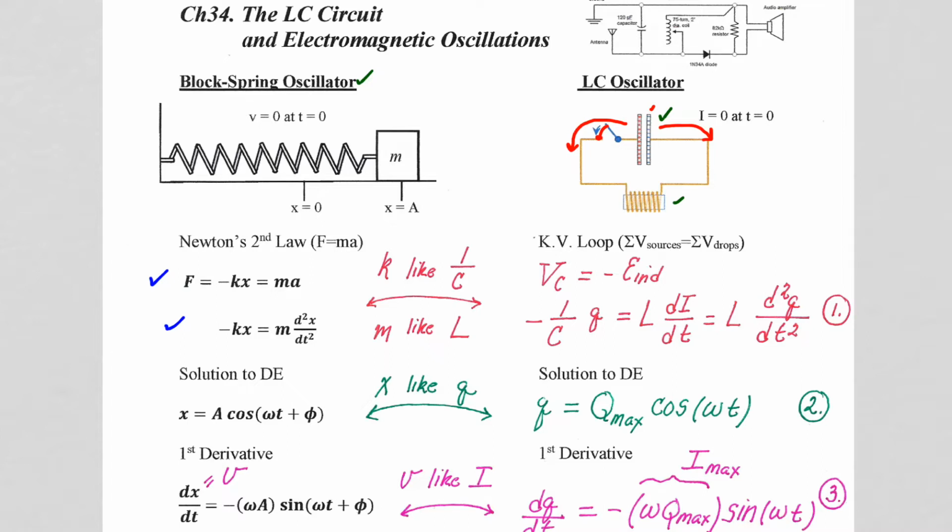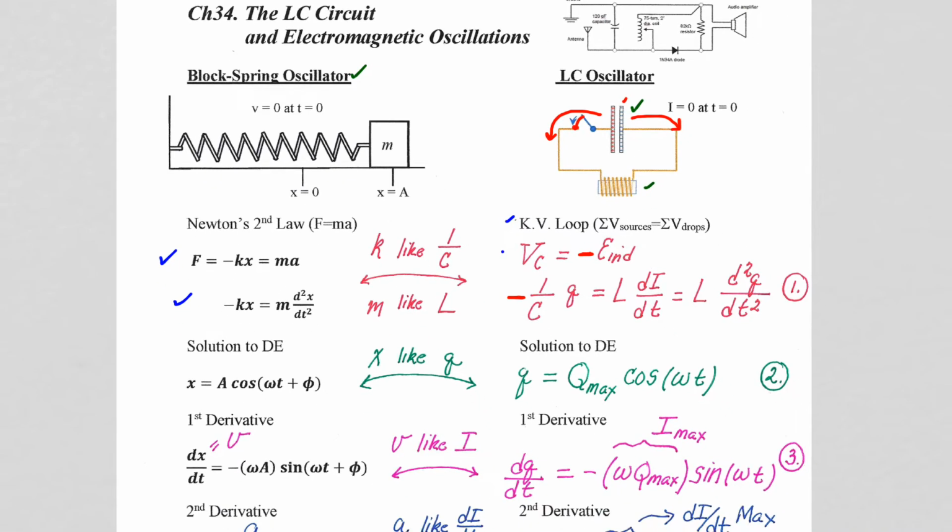Well, if we use our Kirchhoff voltage loop, as it says here, to look at the sum of the voltage sources equals the sum of the voltage drops, there's no battery in the circuit, so Q equals CV, V equals Q on C. I took the negative over here and brought it over here in the equation that follows. The voltage that the inductor generates is the Ampere's law back voltage, L di dt, or L d squared Q dt squared. So if we just compare variables, if we compare the negative kx to the negative Q on C, we get that the K variable mathematically is like 1 on C.